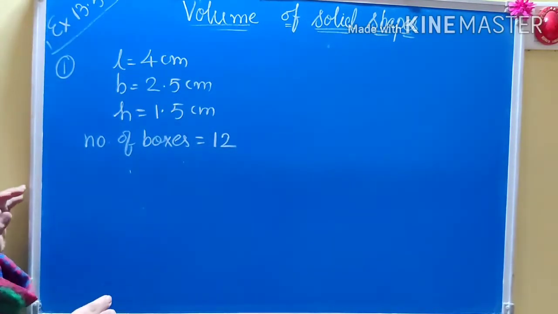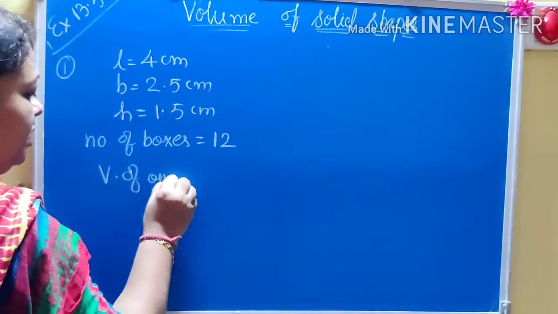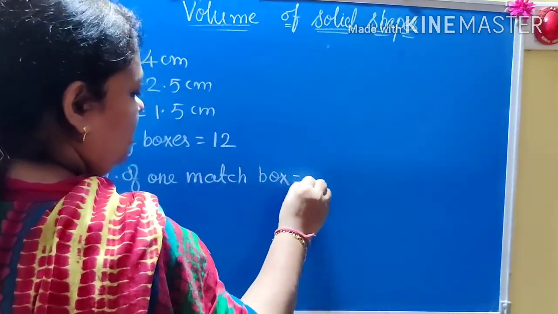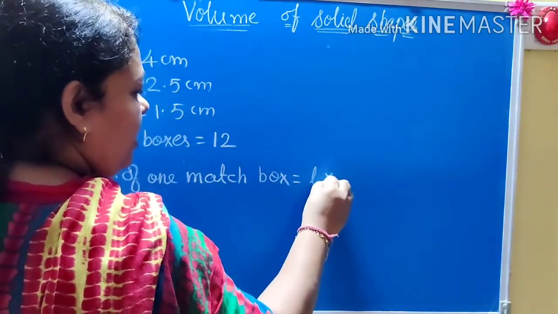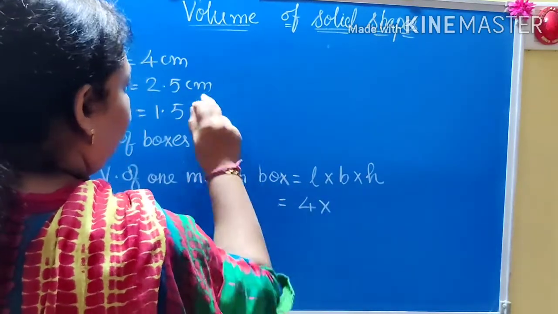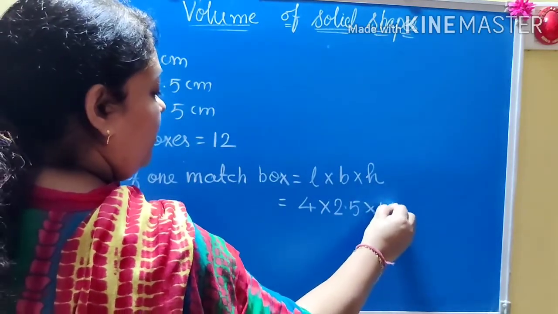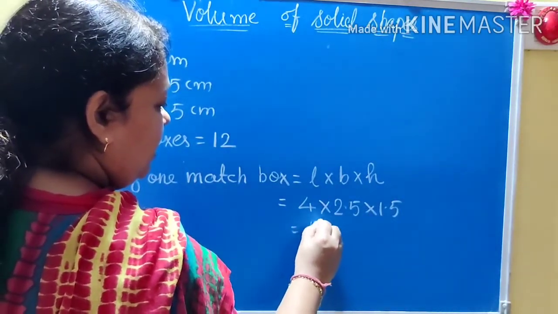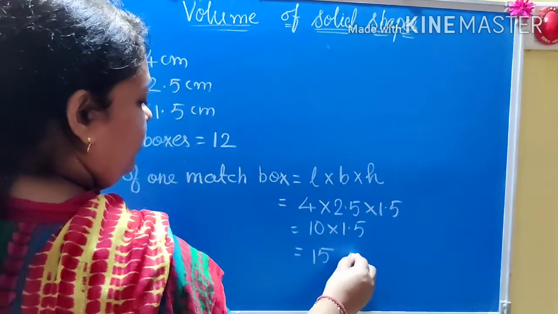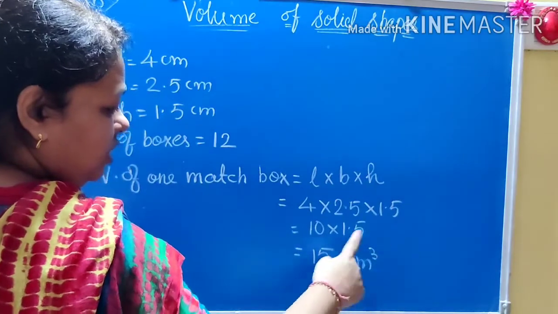First of all, we will find the volume of one matchbox. The matchbox is cuboidal in shape, so its volume is length into breadth into height. So it will be 4 into 2.5 into 1.5. You just have to put the values in that formula. 2.5 into 4 is 10, 10 into 1.5 is 15. What will be its unit? Centimeter cube. Centimeter into centimeter into centimeter, so it is cubic centimeter.